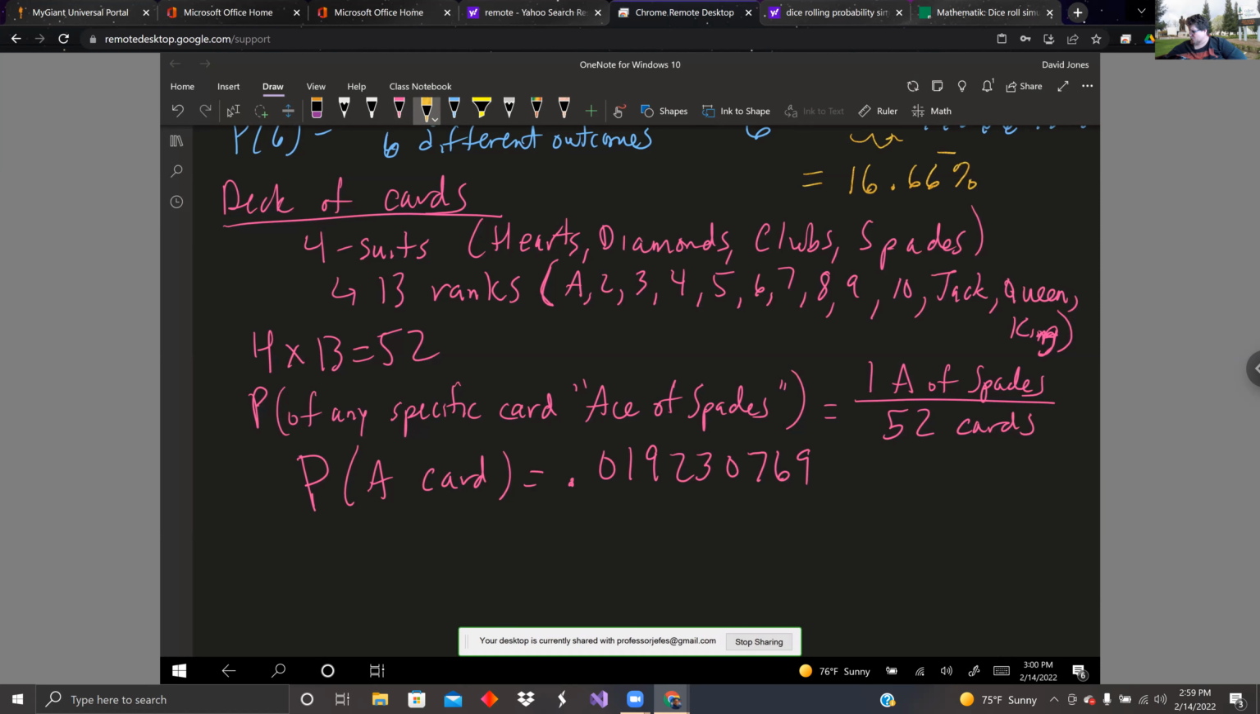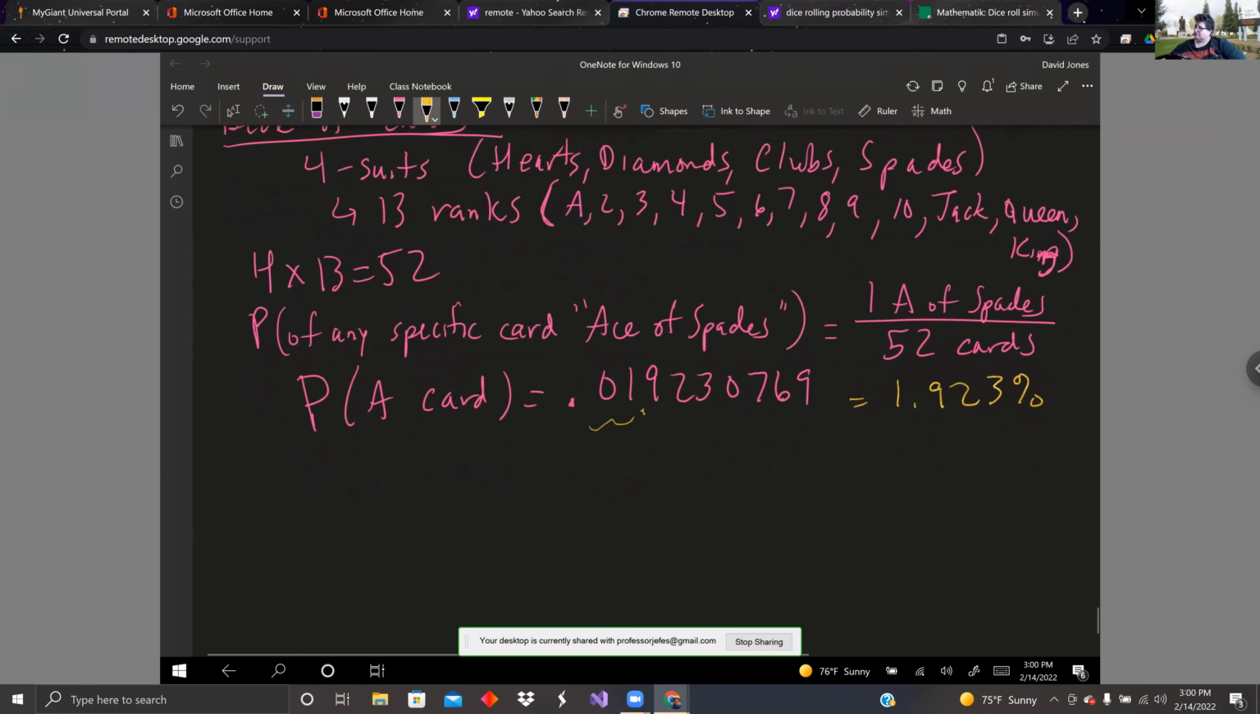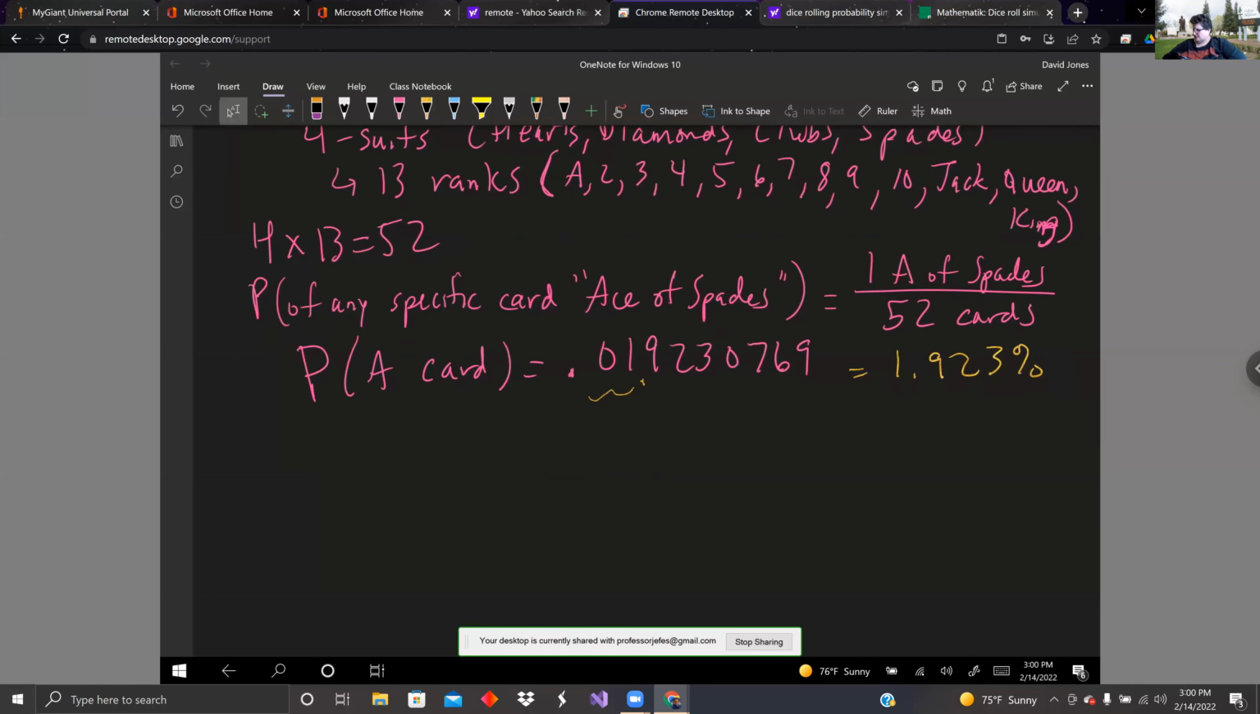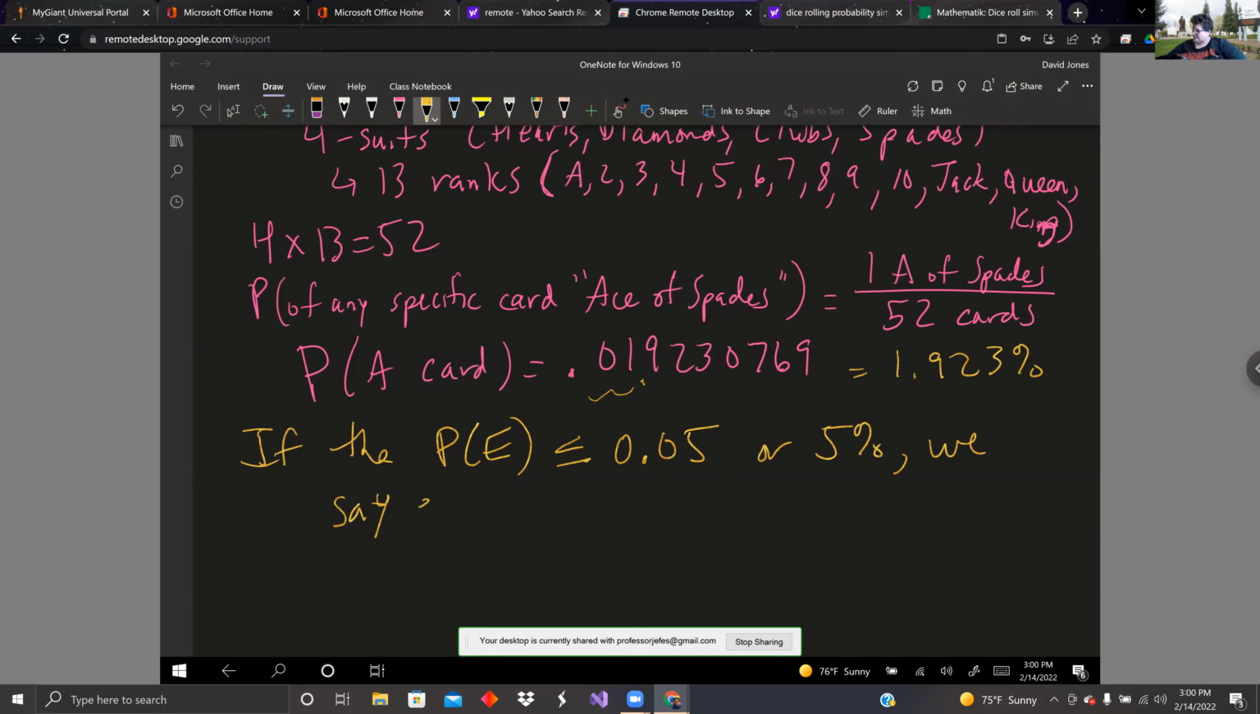If I move the decimal right twice, it would go here, which would be 1.923%. If the probability of an event E is less than or equal to 0.05 or 5%, we say the event is unusual.